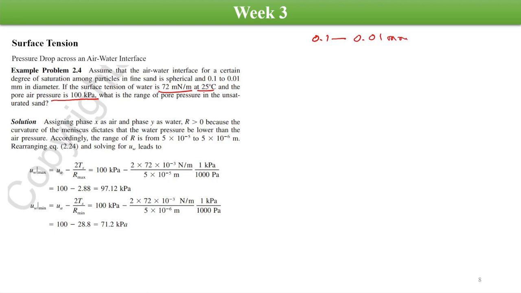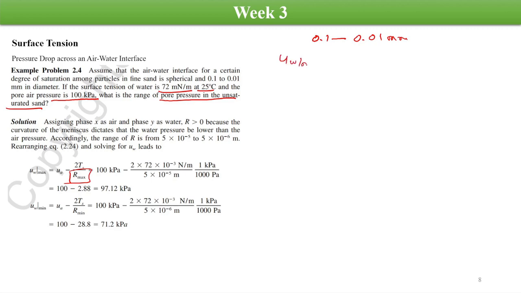So to determine the pore water pressure, it basically depends on the value of the diameter of the spheres, the particle size, the R value. So to solve this, we will use the same formulation.